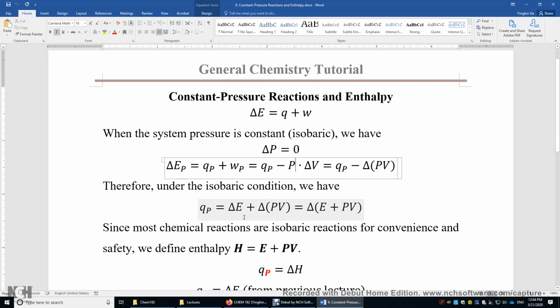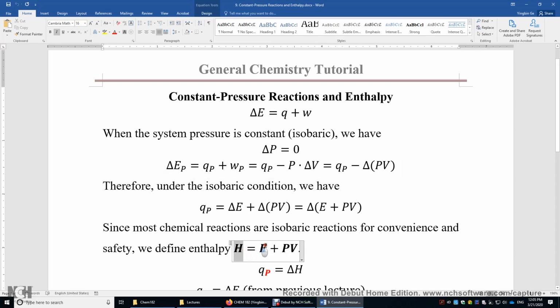And we can combine the change of E, the internal energy, and the change of PV. Q sub P equals the change of the sum of E plus PV. So in short, if you measure the heat flow of a system under constant pressure condition, or isobaric condition, this Q sub P is equal to the change of the sum of E plus PV. And this is not very convenient. Therefore, we define a new function H. H equals E plus PV.